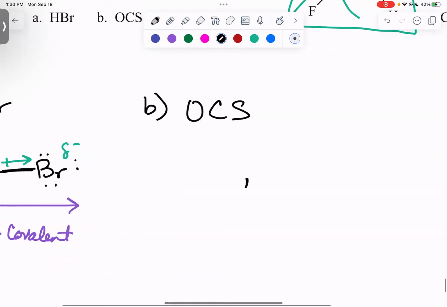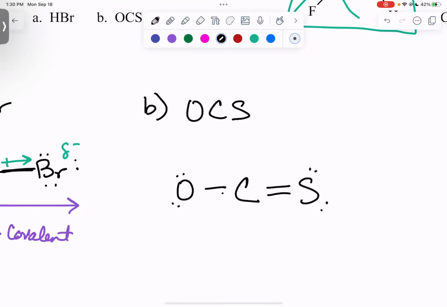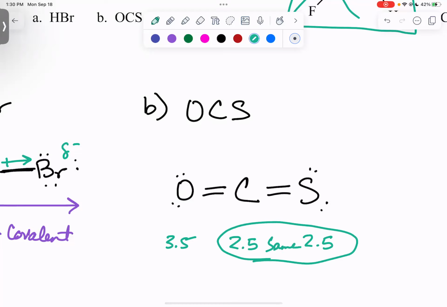OCS. So this is carbon that's bonded to an oxygen and a sulfur. Oxygen and sulfur are in the same group, so they have the same number of valence electrons. So this structure is the same as CO2. So now, do we have polar bonds? Well, oxygen, if you looked on your periodic table, your best friend, has an electronegativity of 3.5. Carbon has 2.5. Sulfur has 2.5. So these 2, carbon and sulfur, are the same. So there's no polarity there. But these 2 are different.